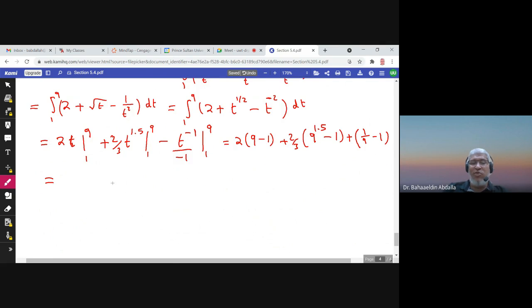9 minus 1 is 8, 2 times 8 is 16. And if you use the calculator to find 9 to the power 1.5, the answer is 27. So 27 minus 1 is 26, 26 times 2 would be 52. So I will have 52 over 3. 1 over 9 minus 1 by the calculator is just negative 8 over 9. And then you can add all of these in the calculator and write the answer.